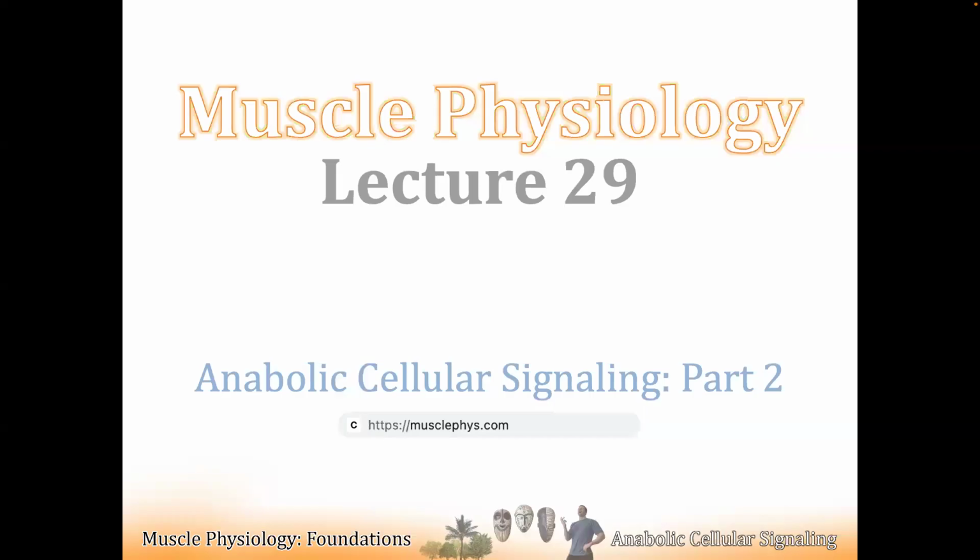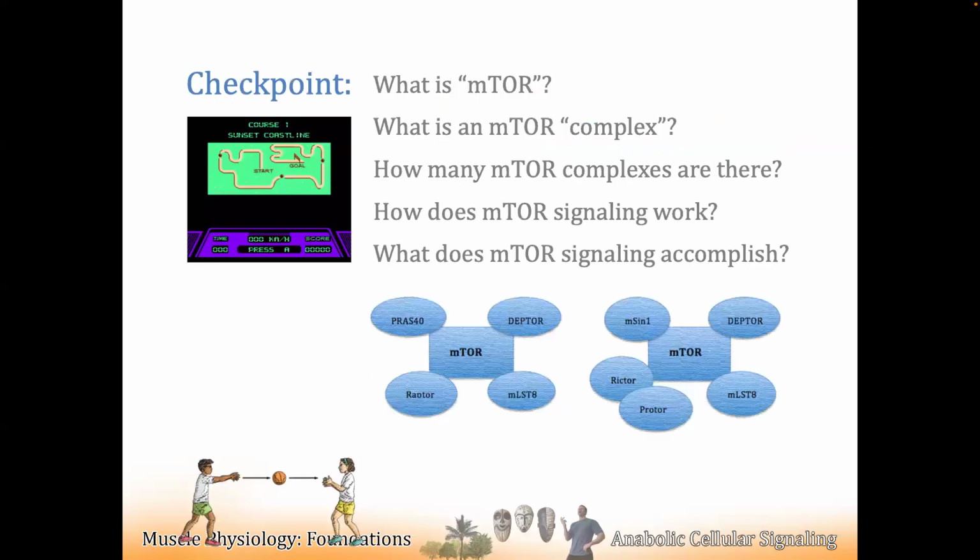This is lecture 29. It's the second one on anabolic cellular signaling. So it's part two of seven on this topic. And we'll pick up where the last one left off. This was the slide we ended on, our checkpoint.